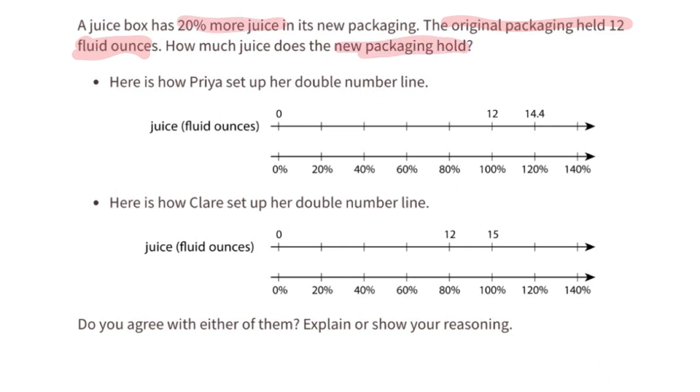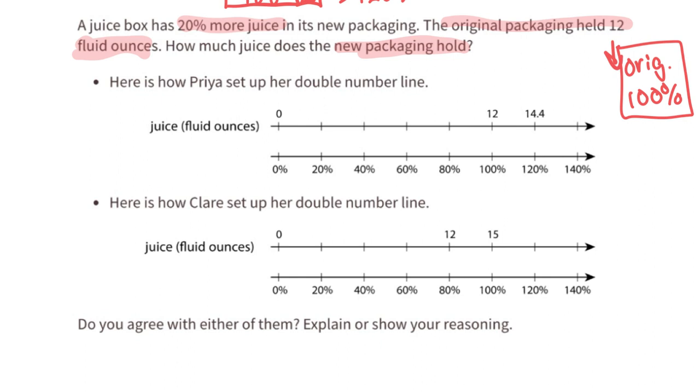So we know our original, that's 100%, and that 100% is 12. So we've got that one down. Then the next one we know is that the new packaging is 20% more. So if we were at 100%, the new packaging is 20% more. We end up being at 120%.